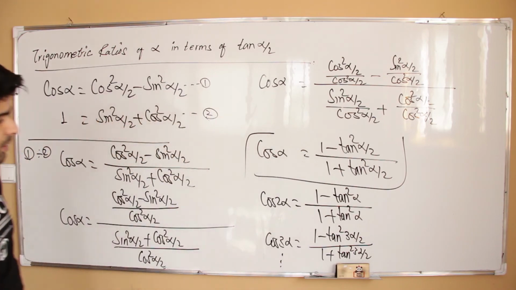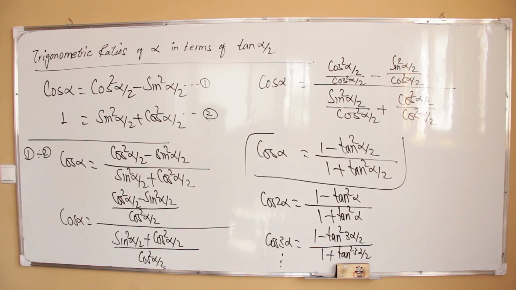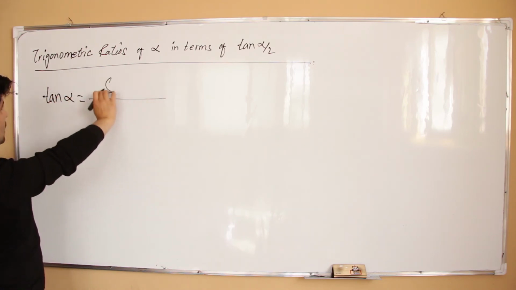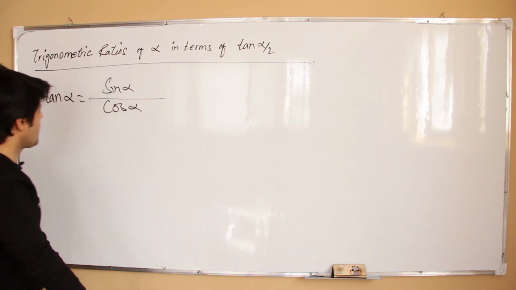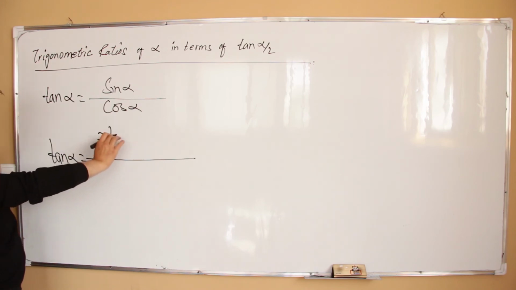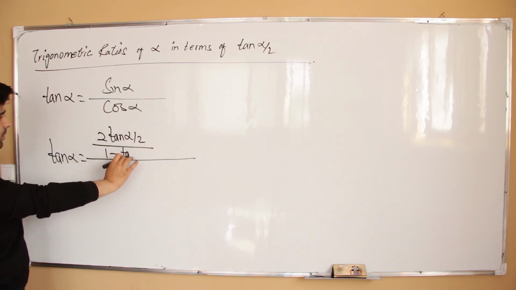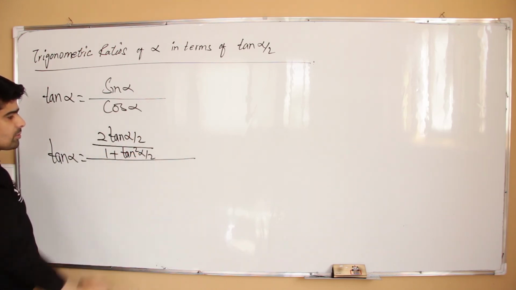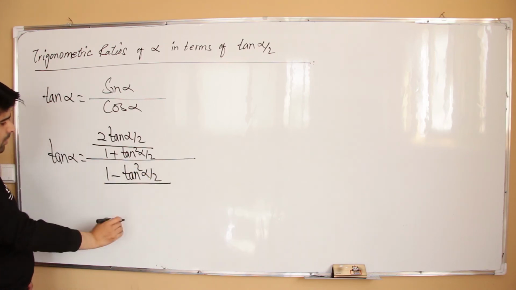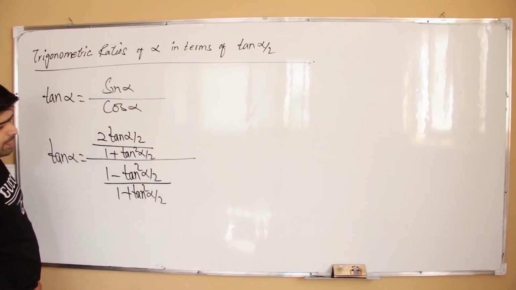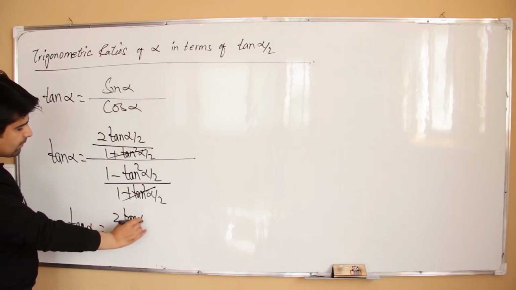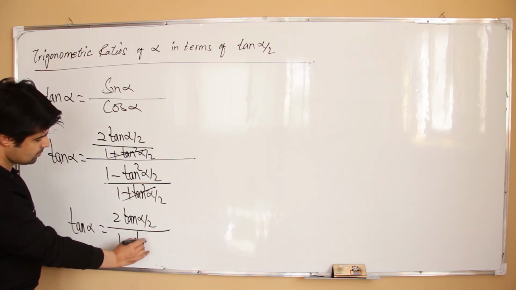Like this one, we can define other terms also. Write it please. To define tangent, it's very easy. Tangent of alpha is sine of alpha divided by cosine of alpha. Yes. Now, what's the formula for sine in terms of tangent alpha by 2? This is 2 tangent alpha by 2 divided by 1 plus tangent square of alpha by 2. Am I right or not? Yes. What's the formula for cosine? 1 minus tangent square of alpha by 2 divided by 1 plus tangent square of alpha by 2. This is cancelled. So tangent of alpha is 2 tangent alpha by 2 over 1 minus tangent square of alpha by 2.